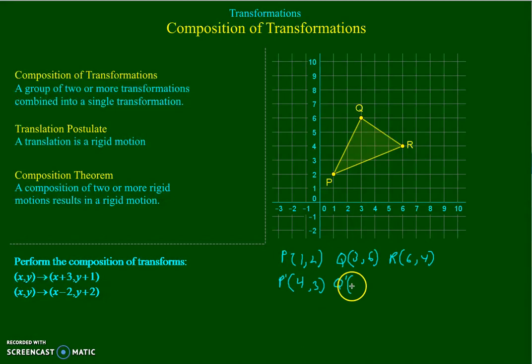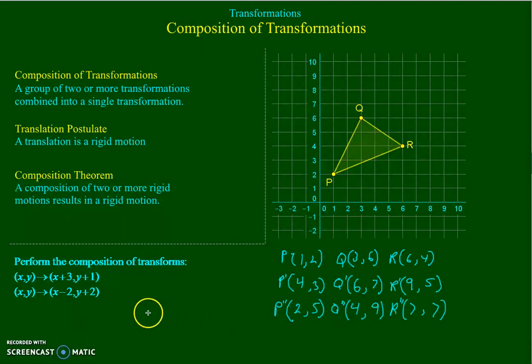Q prime is 3 plus 3, which is 6, 6 plus 1, 7. And R prime, 6 plus 3, which is 9, and 4 plus 1, 5. Now let's apply the second transformation. So P double prime is 4 minus 2, which is 2, 3 plus 2, 5. Q double prime, 6 minus 2 is 4, 7 plus 2 is 9. And R double prime, 9 minus 2 is 7, and 5 plus 2, 7.